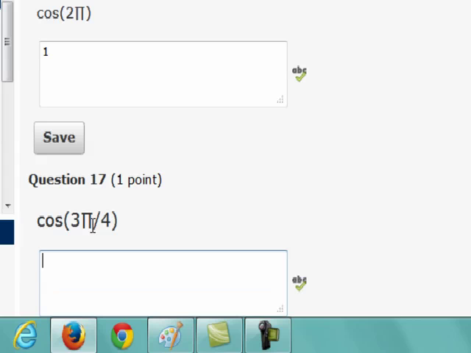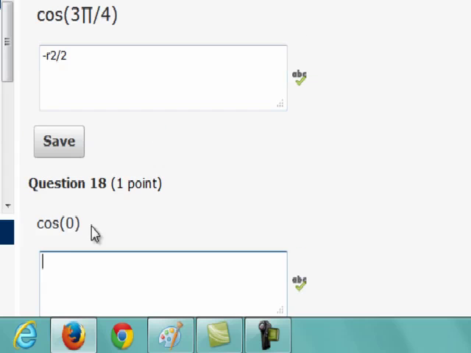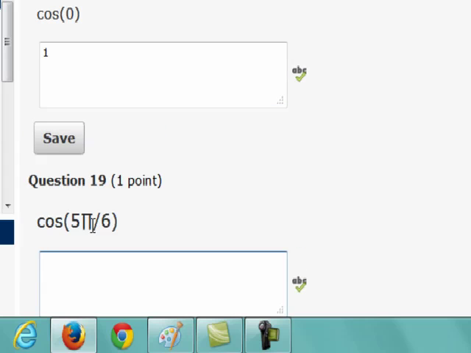3 pi over 4. So plus or minus root 2 over 2. And that's in quadrant 2. It's just before pi. Cosine of 0 is 1. Tab, tab, tab. 5 pi over 6 is x. So the x is bigger, so this is plus or minus root 3 over 2.